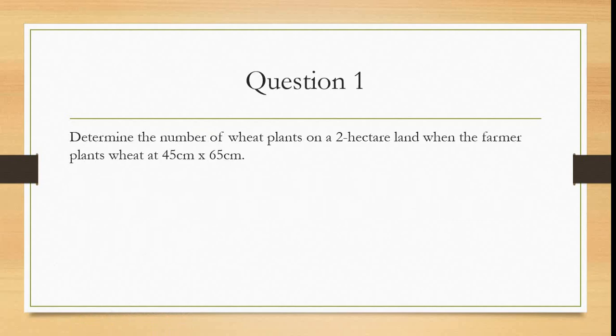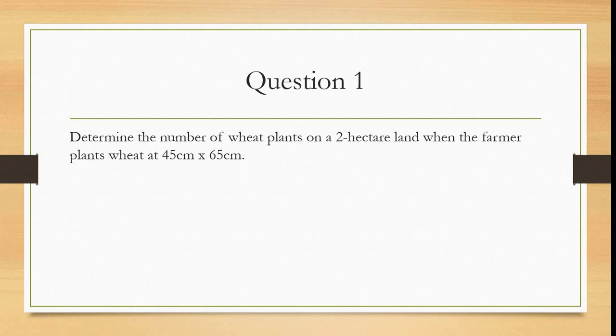Now, we have a first question to tackle. We have to determine the number of pea plants on a 2 hectare land when the farmer plants peas at 45 centimeters by 65 centimeters. Now, that is the question. From the question, you could derive something like total land area. The farmer is cropping a land area of about 2 hectares.